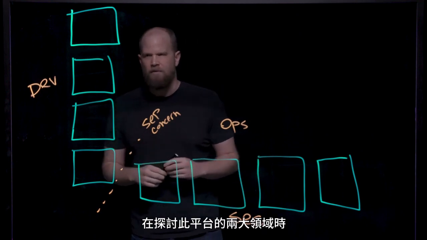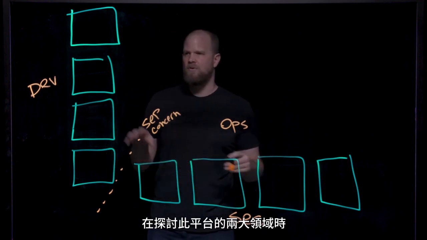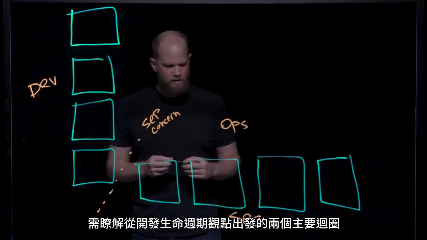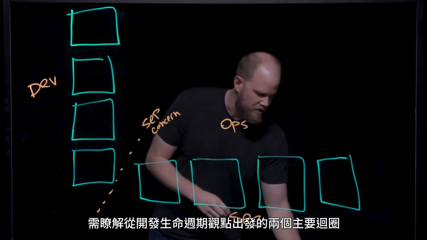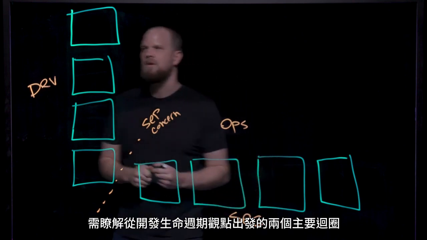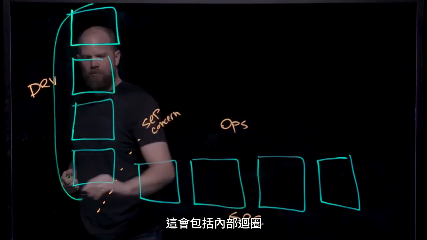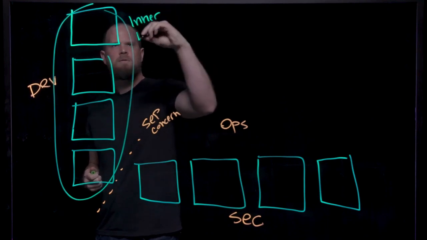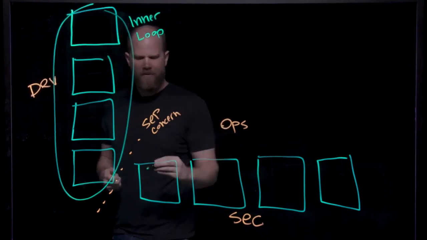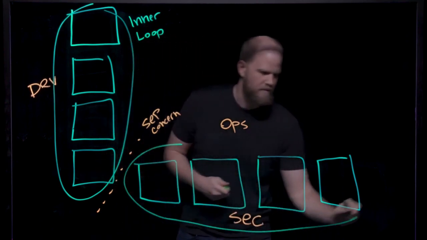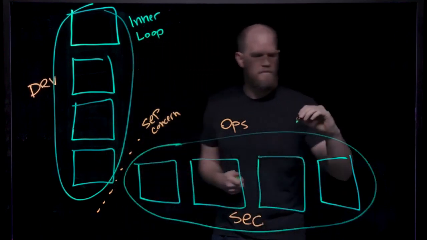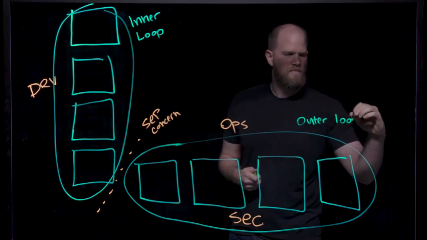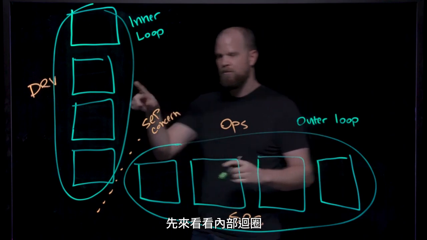So when we look at the two areas of the platform, there are two main loops that we talk about from a development lifecycle perspective. You have your inner loop, and then your outer loop. Let's talk about the inner loop first.